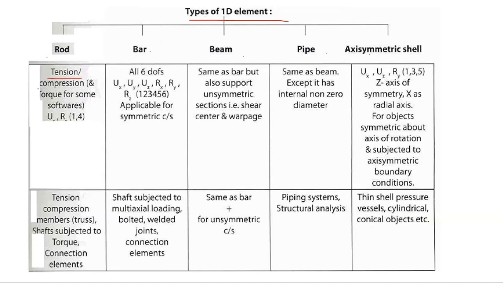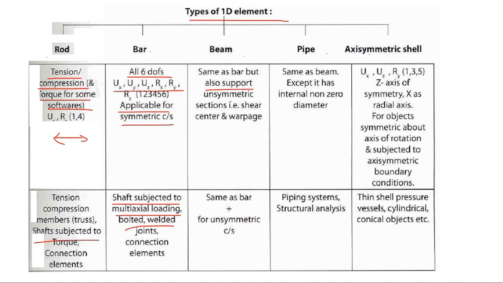Rod is used for tension compression, and torque also for some software. It is a tension compression member, a shaft subject to torque, connection elements. Here bar has all 6 degrees of freedom. Rod means it's only axial. Beam has all bending also, applicable for symmetric cross sections, shaft subject to multi-axial loading, bolted joint connections.